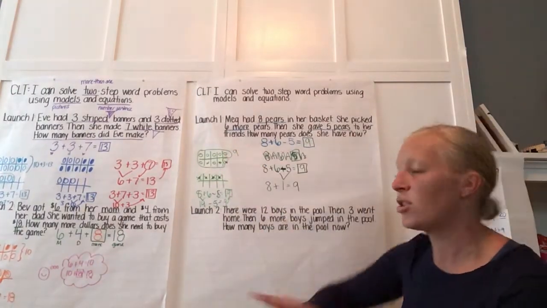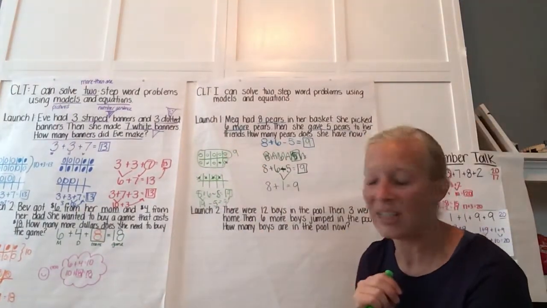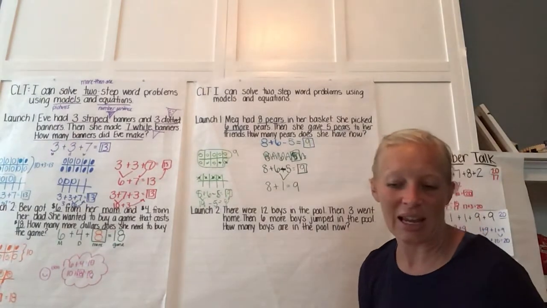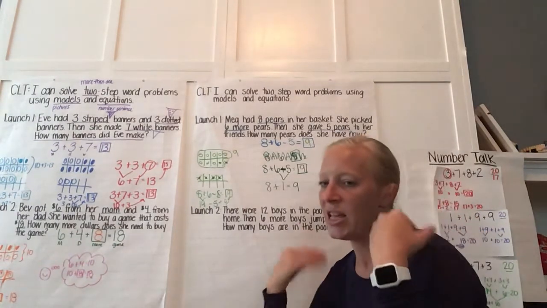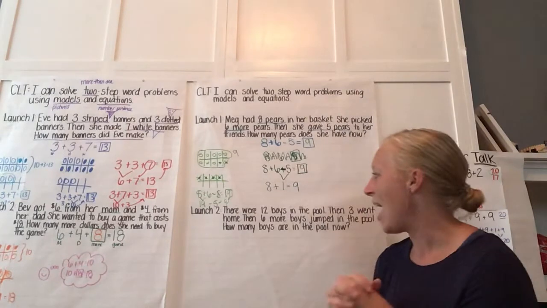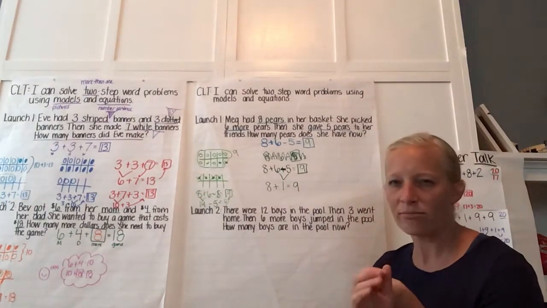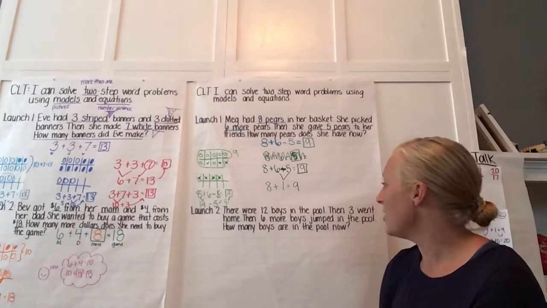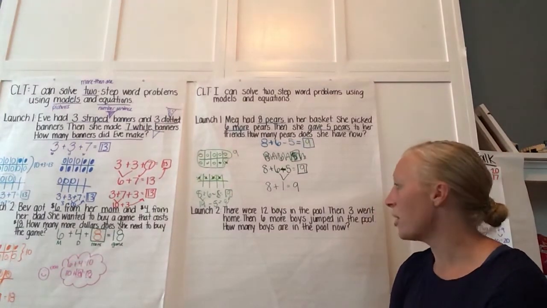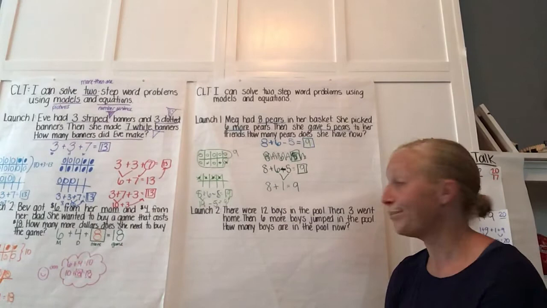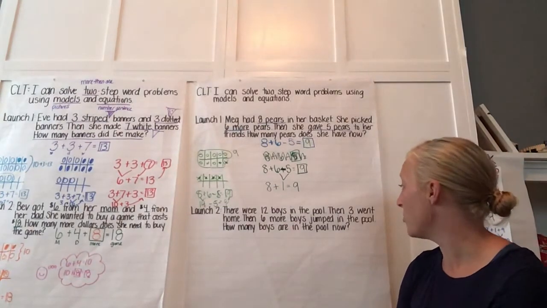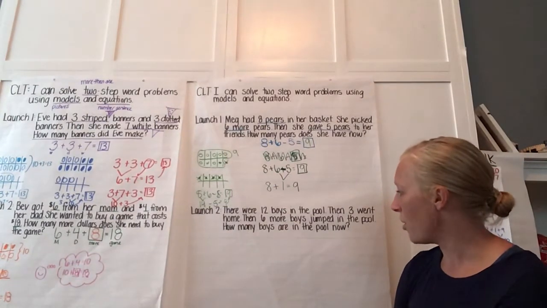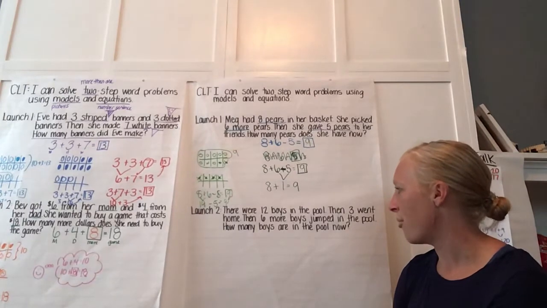Let's go ahead and solve this second one and see if we can use some of these strategies, or even our ones from the other day, in this second problem. So elbows on your knees, fingers on your shoulders, please. And we're thinking about what we know and what we're trying to find out. There were 12 boys in the pool. Then 3 went home. Must have gotten cold. And then 6 more boys jumped in the pool. How many boys are in the pool now?